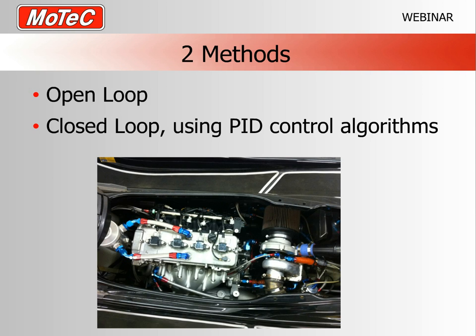The nice thing with the open loop method is that there's no unpredictability and it doesn't rely on someone's skill at doing PID control. It does exactly the same thing every time. Now, if the boost is varying, it isn't the computer doing it. It'll be something to do with the system. So it allows you to dial in the mechanical side of your boost control system, get that as good as it can be, and then you move to a closed loop system using PID algorithms.